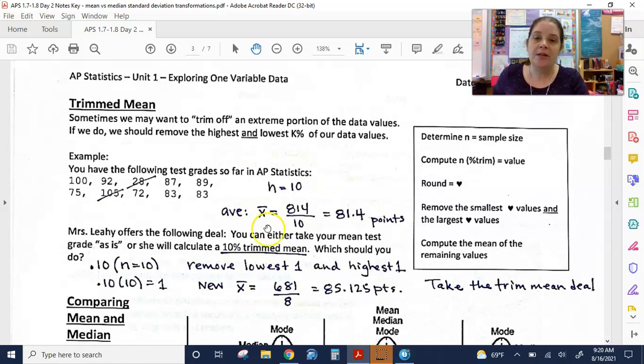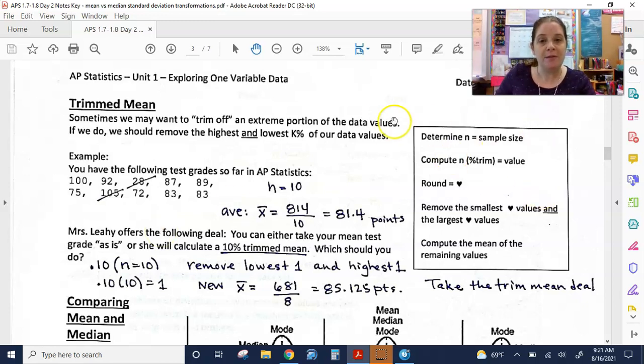So what you will do is, if I was normally going to find this mean, it says you have the following test grades so far in AP statistics, etc. There are 10 of those, so I add them up. They add up to 814. I divide it by 10. I've got an average of 81.4 points. So I decide I'm going to offer you a deal, and I will give you a 10% trimmed mean.